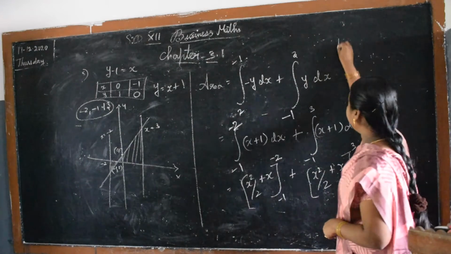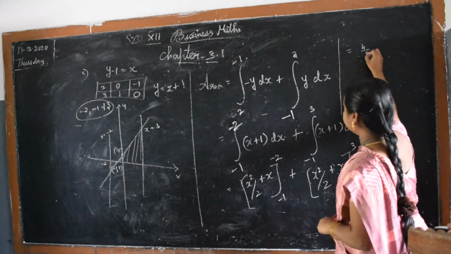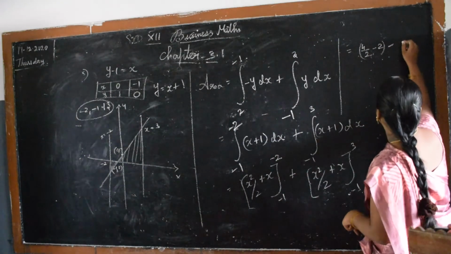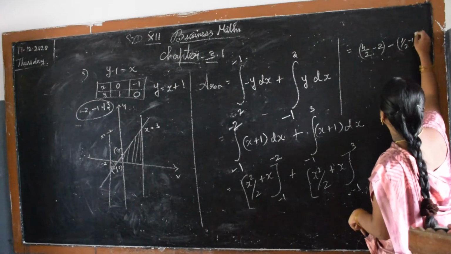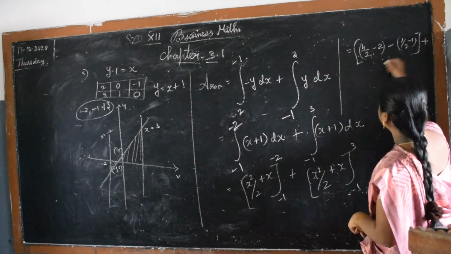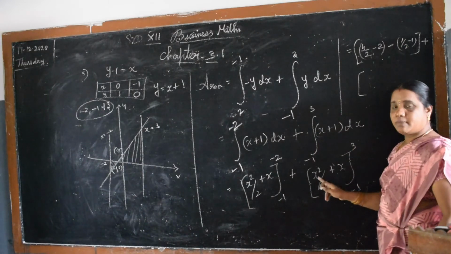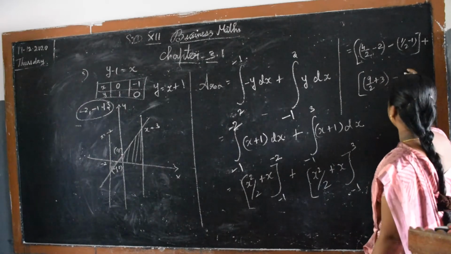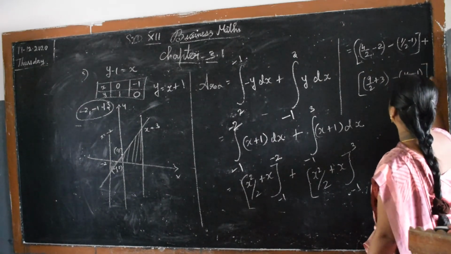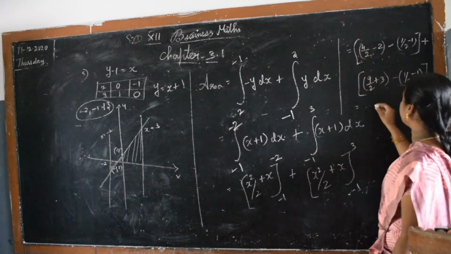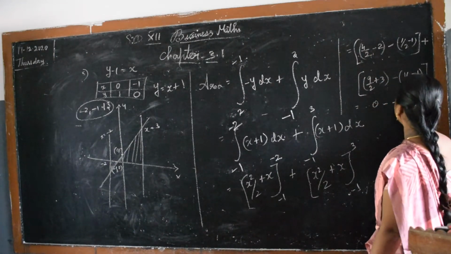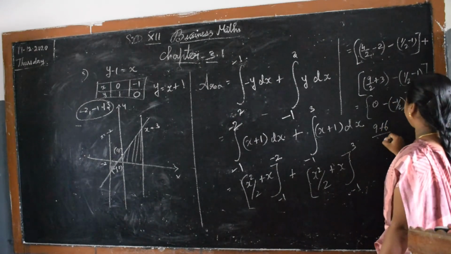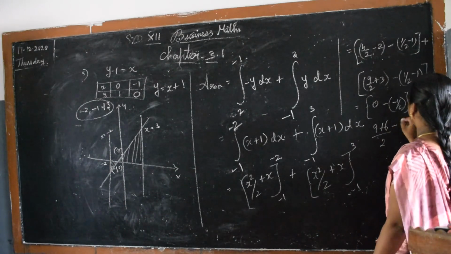Minus 2. That means 4 by 2 minus 2, minus. What is our lower limit here? Minus 1. 1 by 2 minus 1, plus. Next our upper limit is 3 here. 3 square is 9. 9 by 2 plus 3, minus 1 by 2 minus 1. Okay, children. Now you cancel this 2 minus 2, 0. 0 minus of 1 by 2 plus 9 plus 6 by 2 minus of minus 1 by 2.